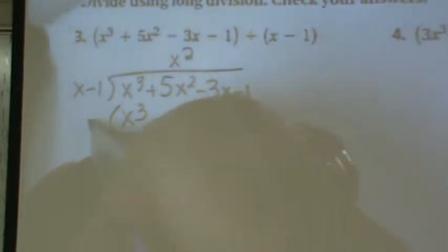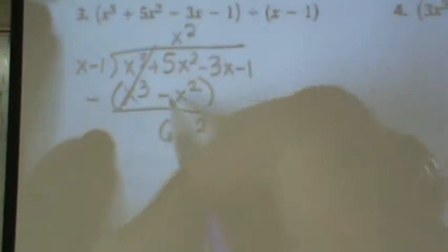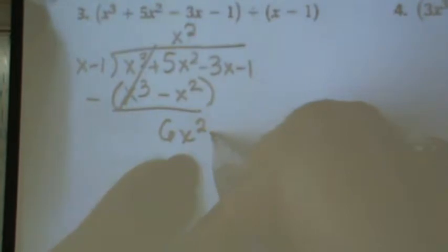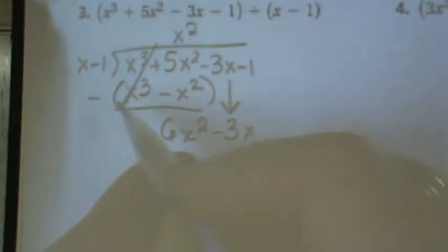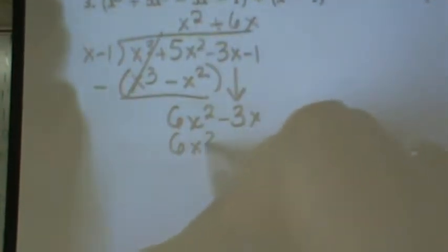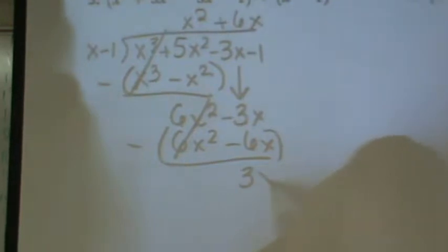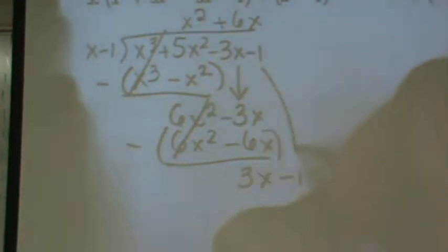Next, you're going to have to subtract these. Those cancel. You end up with 6x squared, because 5x minus a negative 1 is 6x squared. Bring down 3x. You always bring something down. Now, what times x is 6x squared? We need a 6x. So this times this is 6x squared, and then minus 6x. So when you subtract these cancel, and you end up with 3x. Bring down your minus 1.